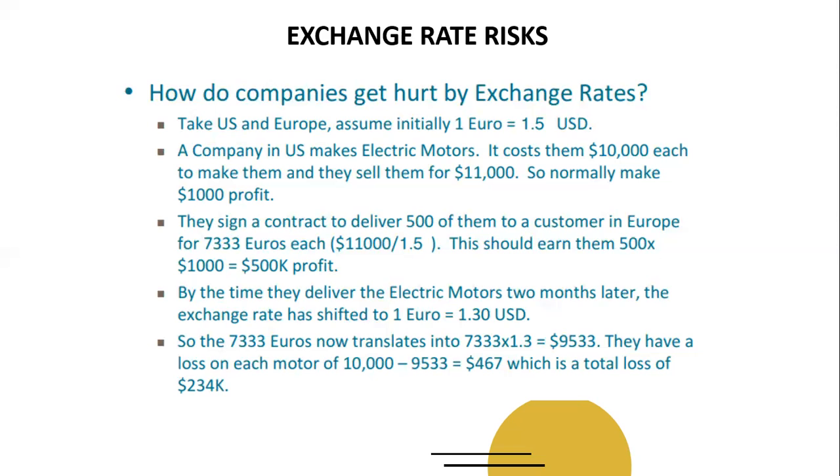And so the US company is really, really happy because they realized, look, they'll be able to sell 500 of their motors, and by their calculation, they're going to be able to make $500,000 in profit. So they're really, really happy, and they decide to move forward with this transaction.